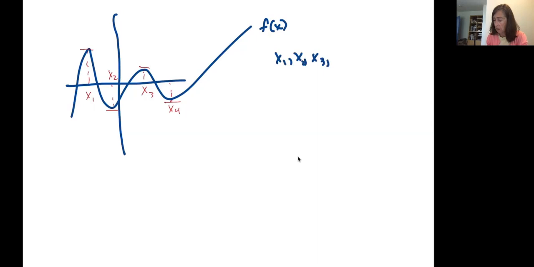X3, and X4 are local mins and local maxes. Okay, local is being used in sort of the obvious sense here. X1 is not the highest value that the function takes everywhere, but it's the highest in its little neighborhood. And it is, so it's a local mountain. It's the top of a local hill. X4 is not the lowest point that the function takes overall.